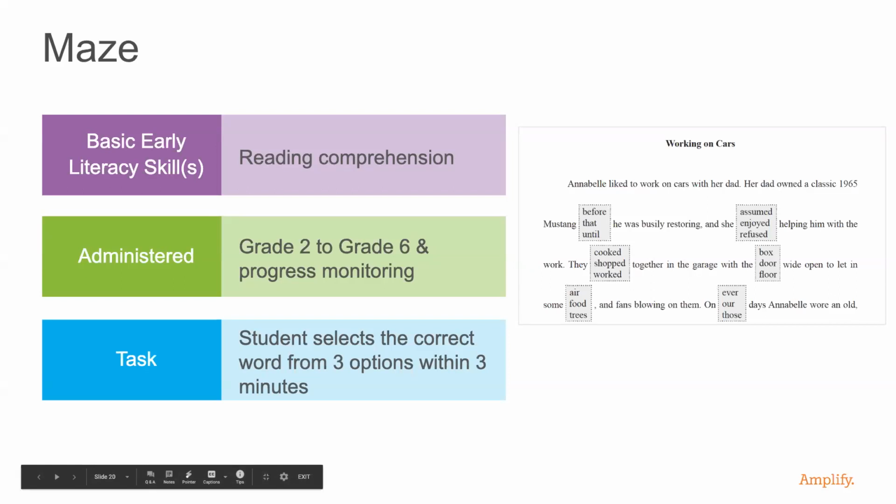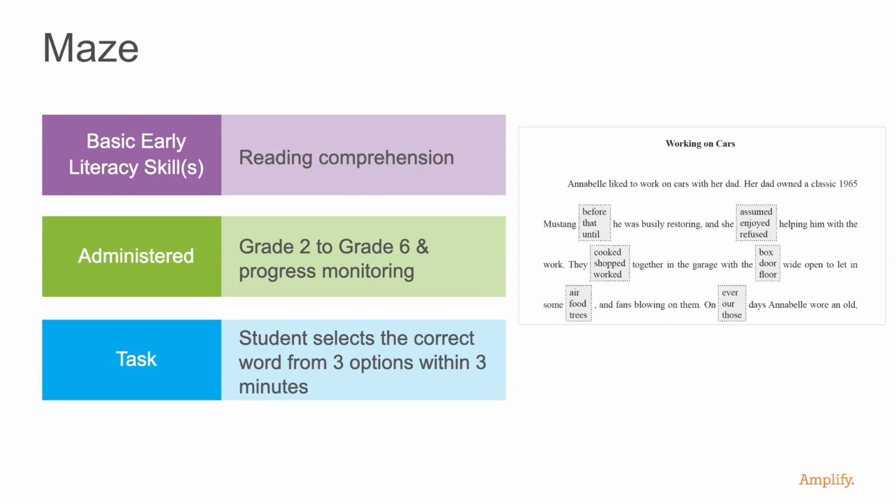Okay, and then our last one here is maze. This is a measure of reading comprehension. Research has shown this task to be highly predictive of students' reading comprehension. In this task, you'll see a sample here on the right. Students read, and there are places where there are blanks or cloze statements that they need to complete. Students select the correct word from those 3 options, and they have 3 minutes to do as much as they can.